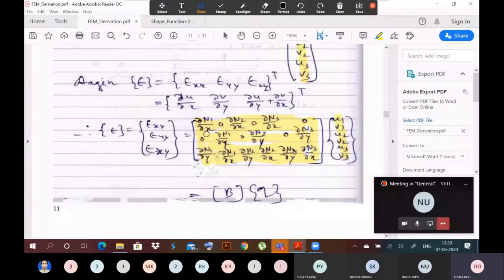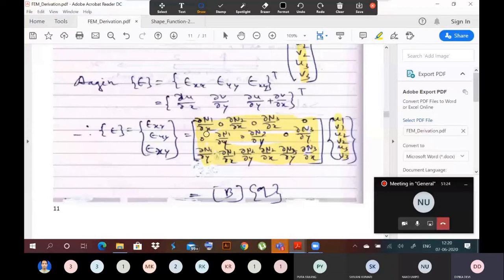Next we'll discuss how to derive the element stiffness matrix using the principle of variation, or from variational principle. We'll use the Rayleigh-Ritz method or potential energy approach to derive this element stiffness matrix and element stiffness equation of an element. Okay.